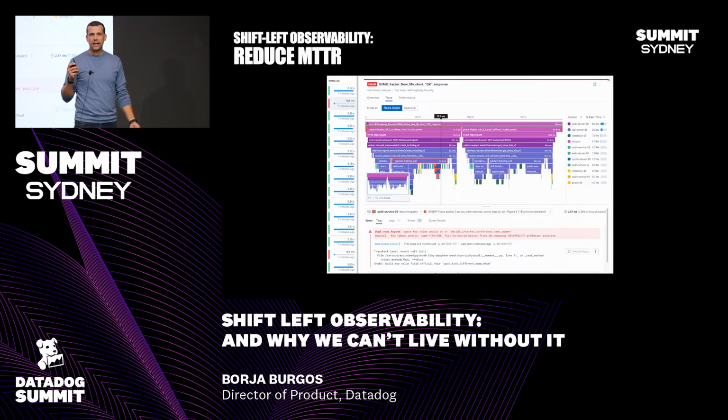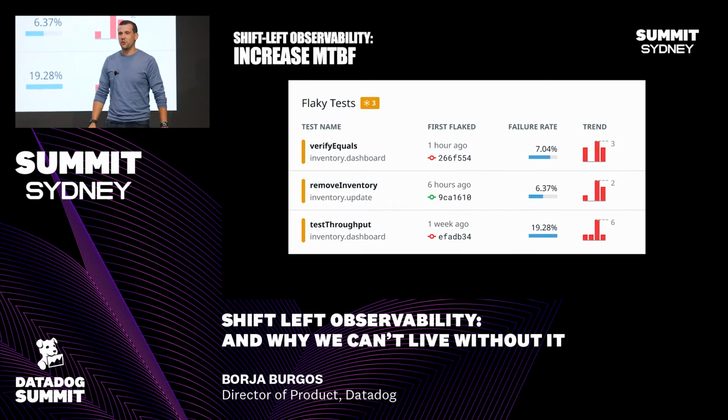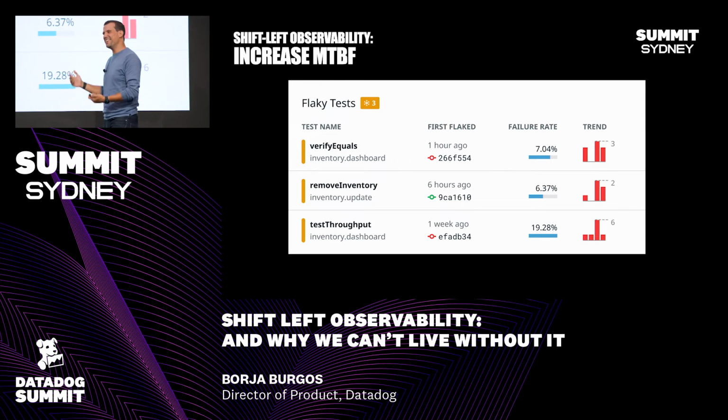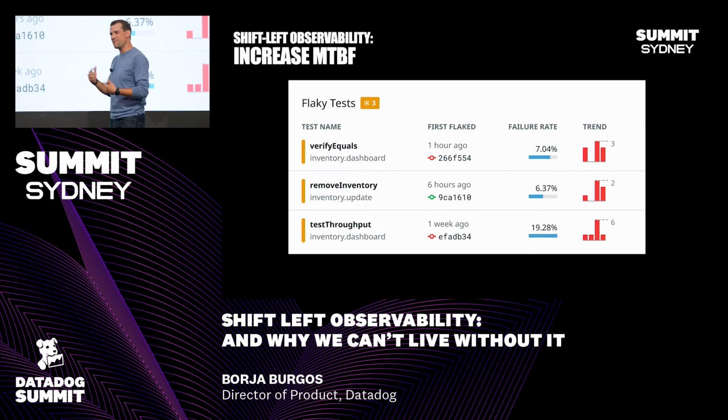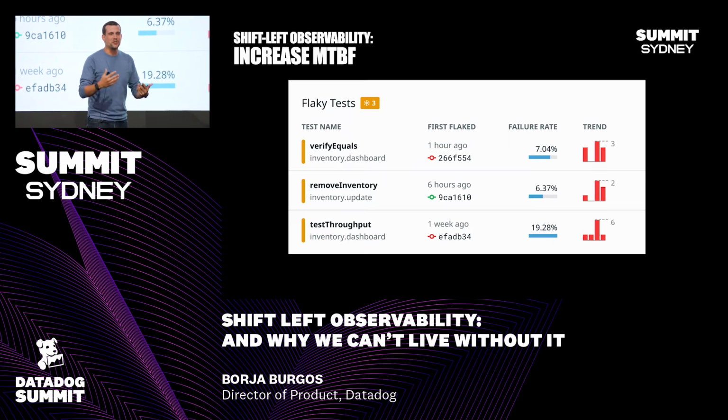Another one I mentioned was mean time between failures. Talking to a lot of customers, the number one reason why CI breaks is flakiness. And the number one way in which they deal with flakiness is hit that retry button. Come on, it's 2022. Really? We're just going to hit the retry button and hope for the best? Yes, unfortunately. So what if we can actually understand the source of flakiness?